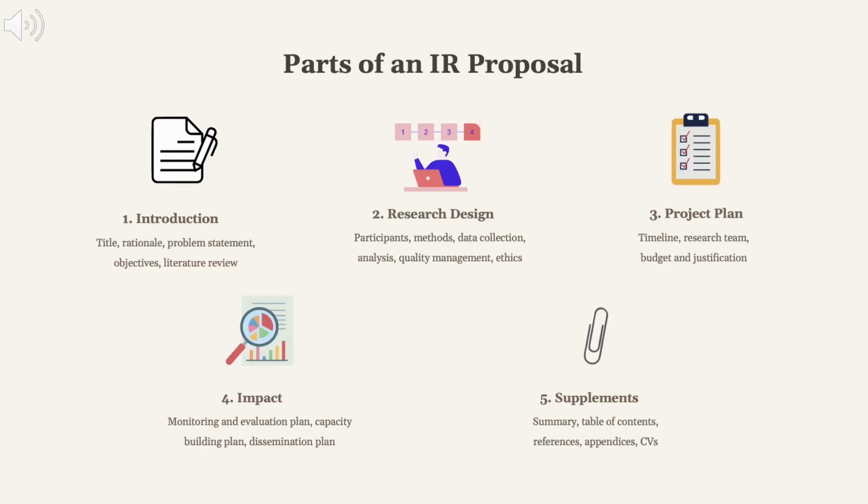So, what are the components of an IR proposal? We have the introduction, which includes the title, rationale, problem statement, objectives and literature review; the research design, which describes the participants, data collection methods and tools, ethical considerations; the project plan, which specifies the timeline, research team, budget and justification; impact, which involves a monitoring and evaluation plan, capacity building plan and dissemination plan; and a final supplements section.